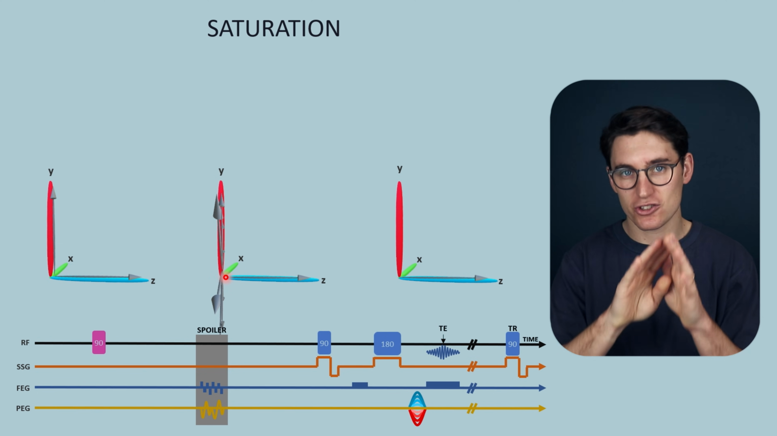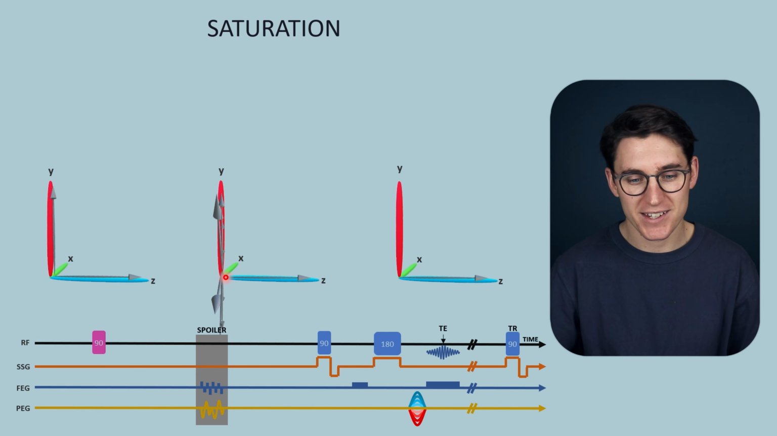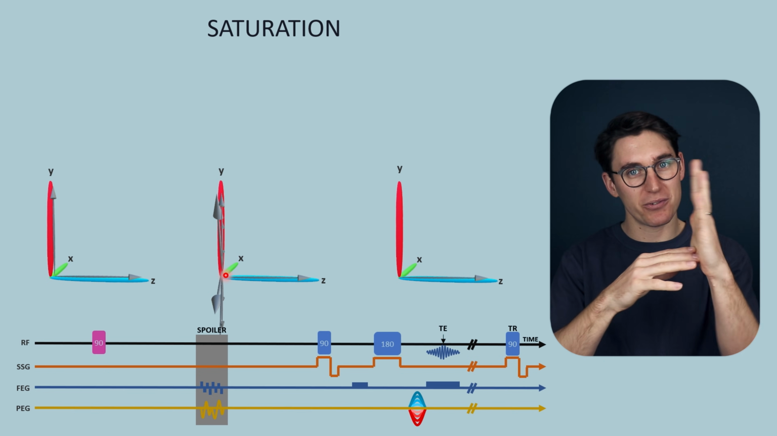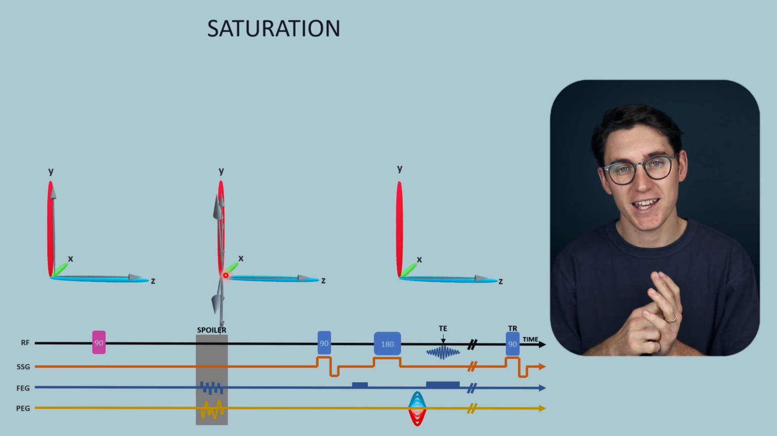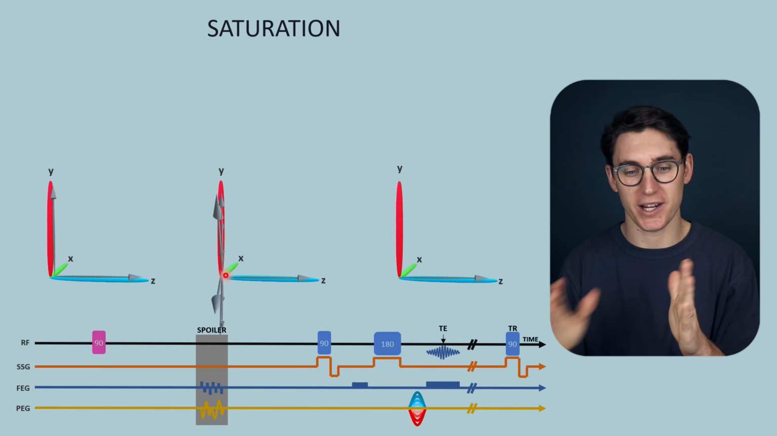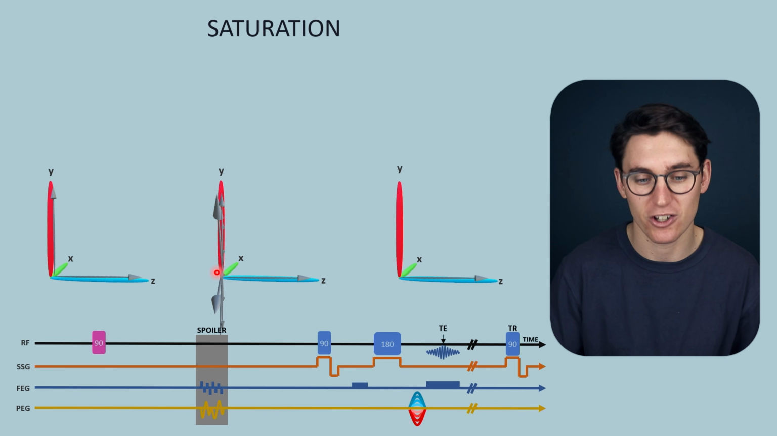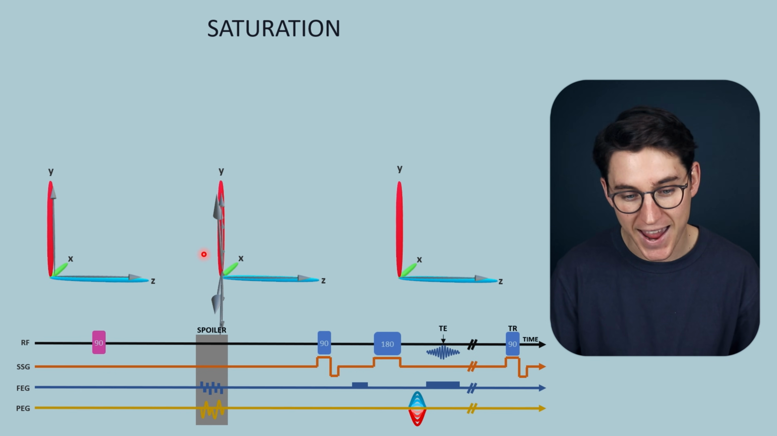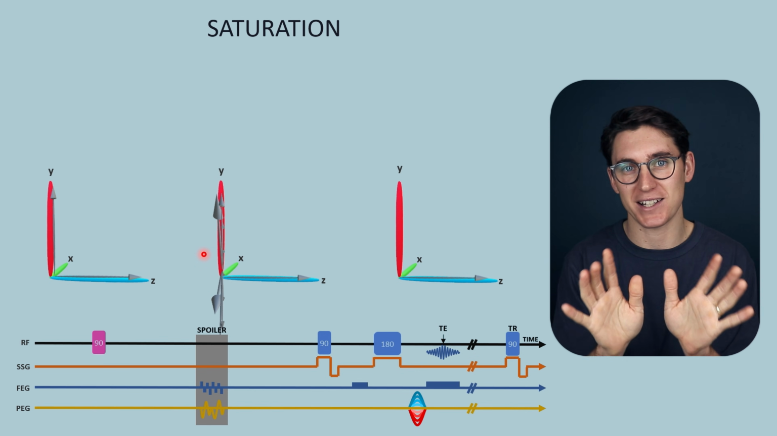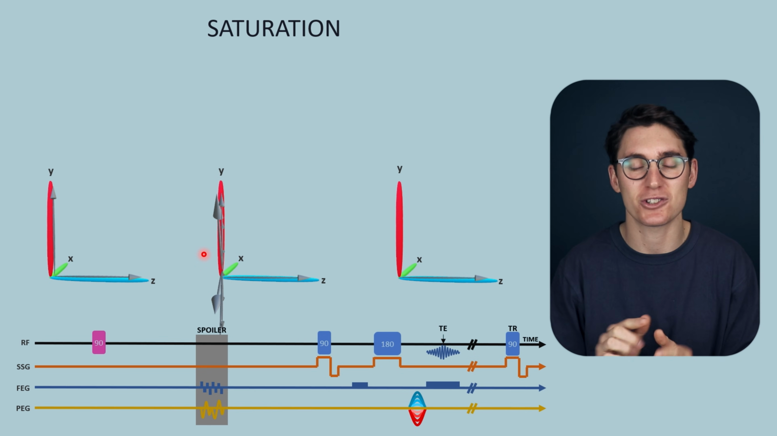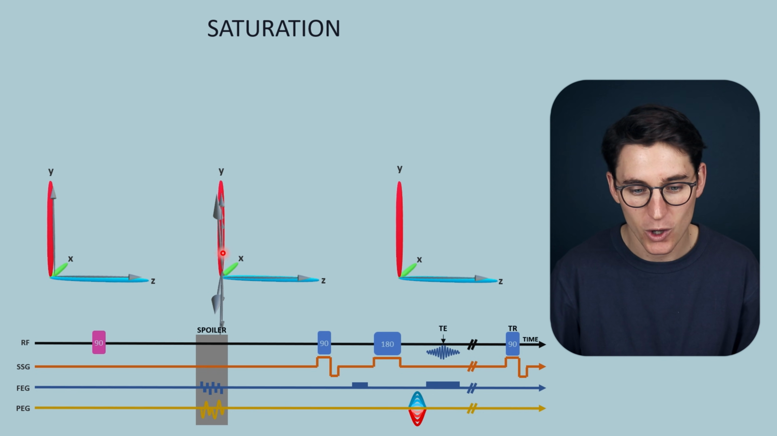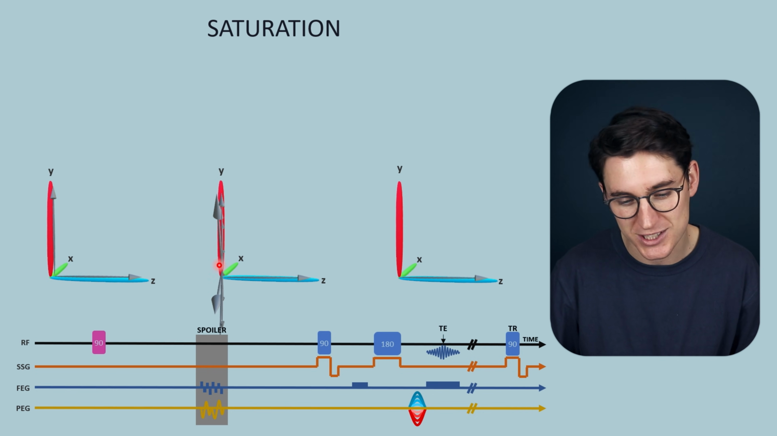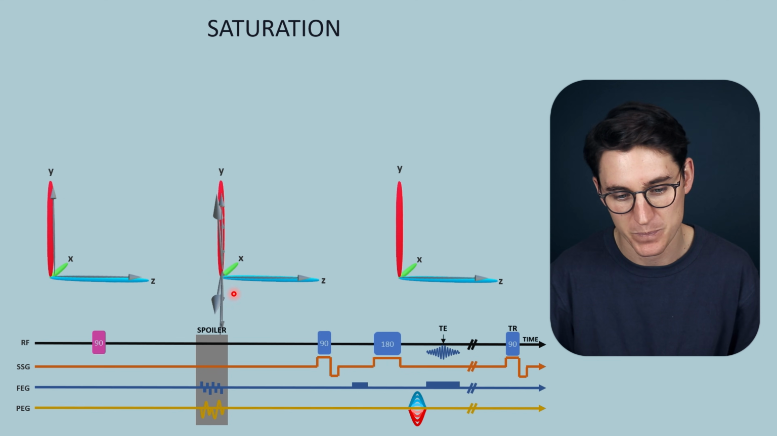Now that we have lost transverse magnetization, the net vector for these spins that we flipped into the 90-degree plane is 0 in the longitudinal plane. They've completely lost their longitudinal magnetization. And they've completely lost their transverse magnetization because they are completely out of phase with one another. We have now got no longitudinal or transverse magnetization for the specific tissue that we selected.